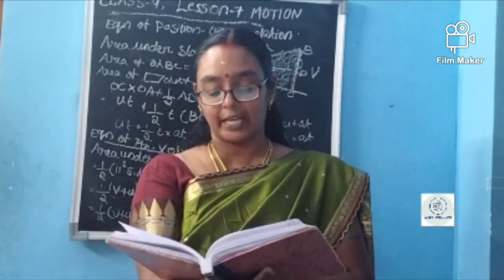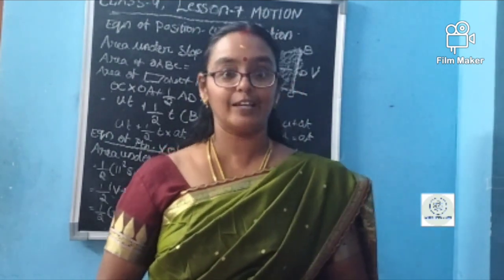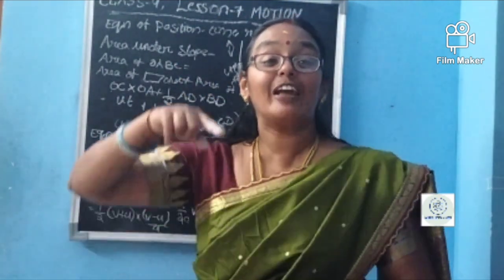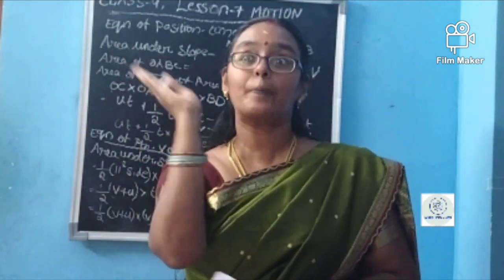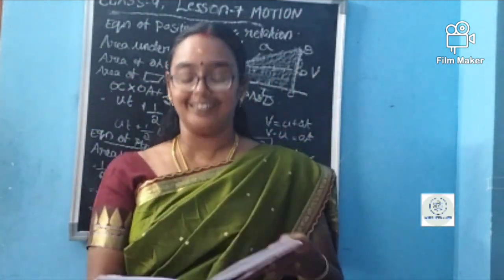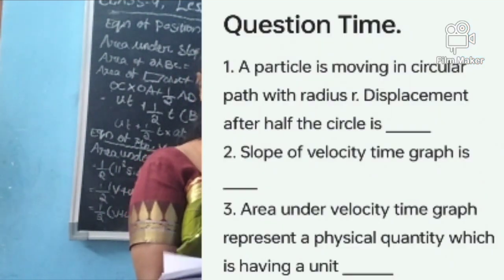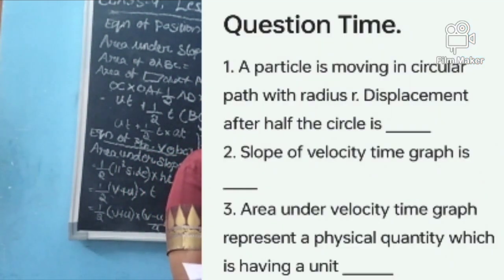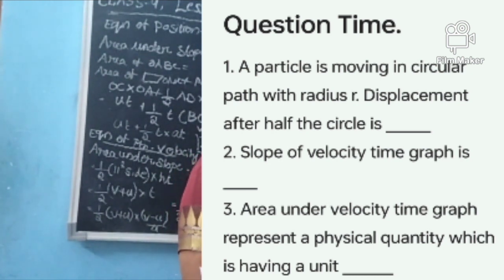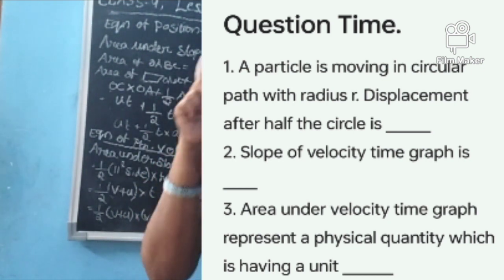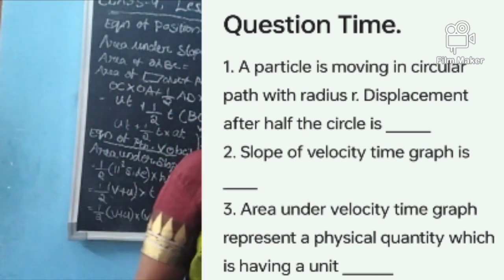Second one: slope of velocity time graph is dash. Very easy, right? That slope is showing what? Very easy. Third one: area under velocity time graph represents a physical quantity. What is the unit of it? Is the question.